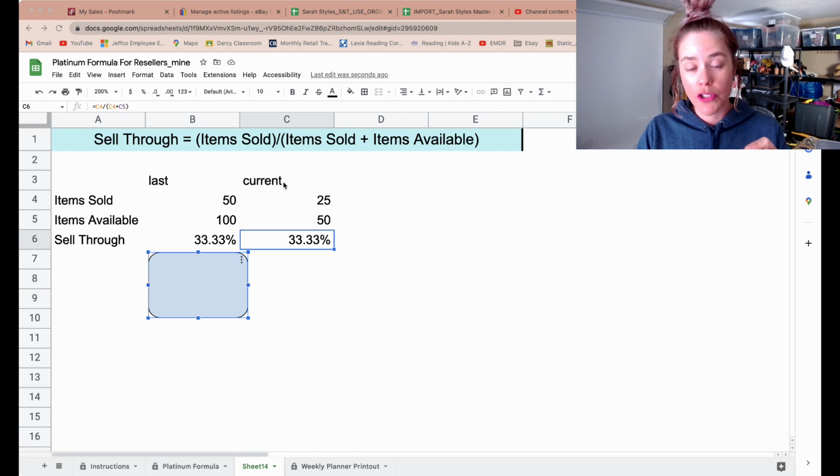A couple things I'm going to say to be mindful of when you're looking at sell-through rate, and then I'm going to get into the four misconceptions that I want you to avoid when you are looking at sell-through rates. You can look at your sell-through rate in various ways: for a day, for a month, for a year, whatever it is. The one thing you want to make sure of is that these variables, your items sold and your items available, your active listings available, are for the same time period.